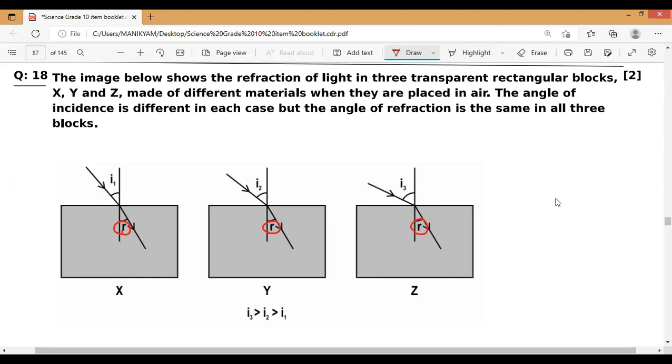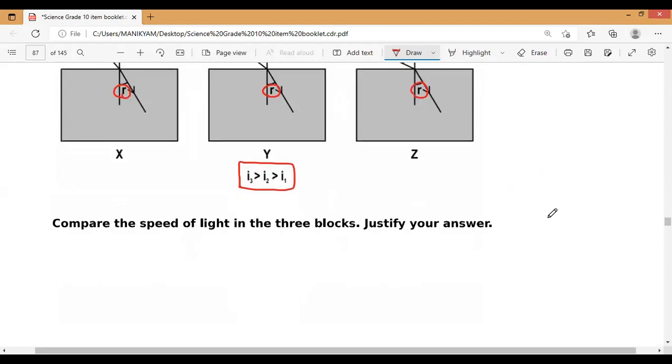Now, forget about the statement which they have given. Notice it. Which angle is bigger, angle of incidence 1, 2 or 3? Angle 3 is greater compared to angle 2, and angle 1 is smaller. Is it yes or no? Yes, sir. So incident angle 3 is greater than incident angle 2, which is greater than incident angle 1. But they're saying that all the refracted angles are the same.